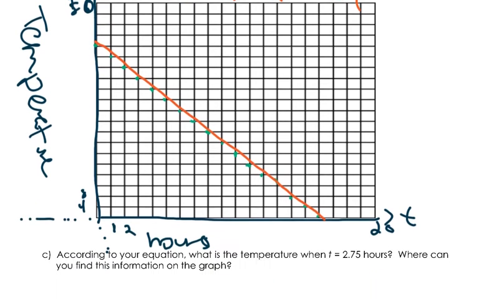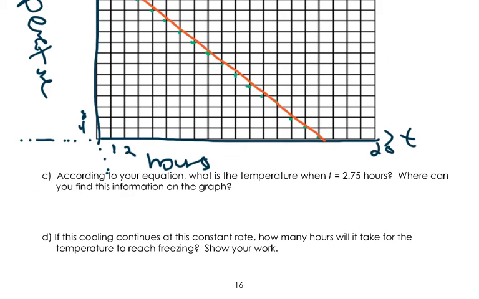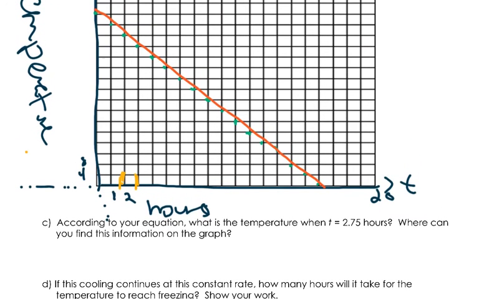Okay? Now let's go down to our last questions, which says, according to your equation, what is the temperature when T is equal to 2.75 hours? Where can you find this information on the graph? So let's just think about where we would find this on the graph. We're basically looking at the hours between 2 and 3. I'm just going to pull this down a little bit so we can see. So we're really looking at it right here.